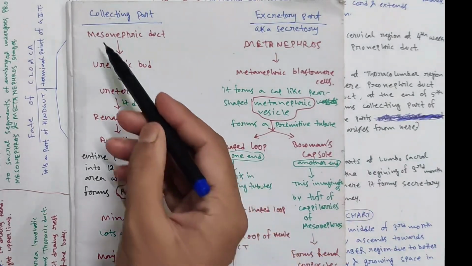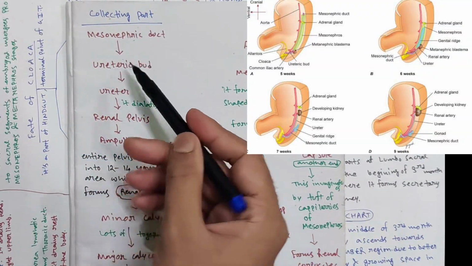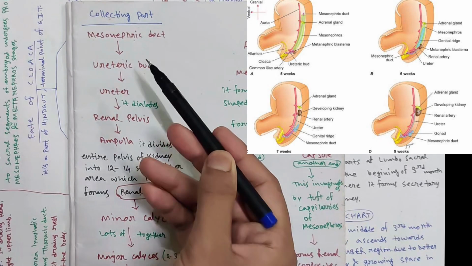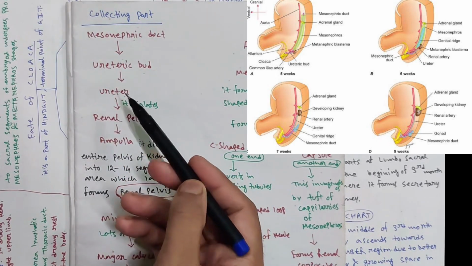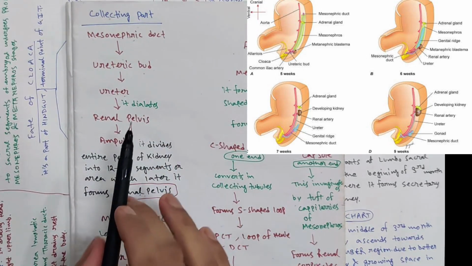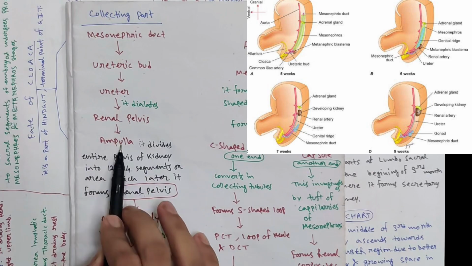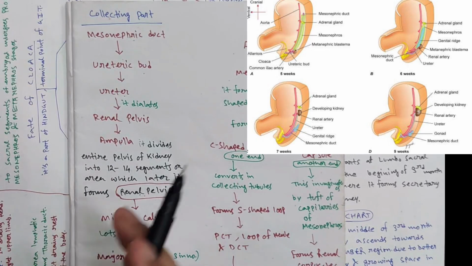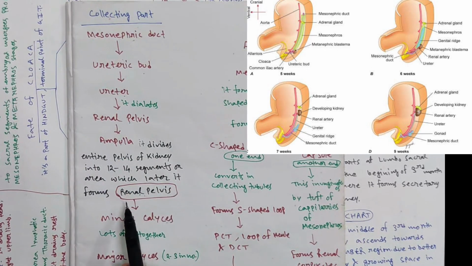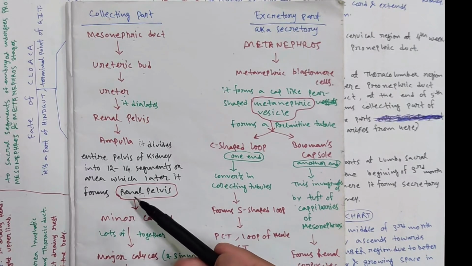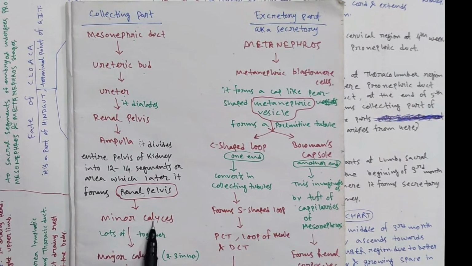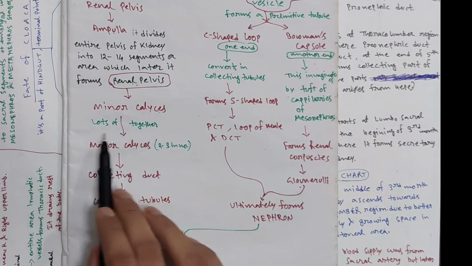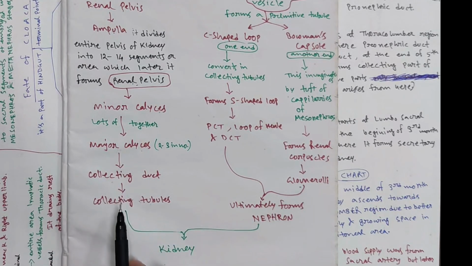From there, the mesonephric duct, also known as the Wolffian duct, forms the ureteric bud, which forms the ureter. The proximal part of the ureter dilates and forms the renal pelvis. Inside the renal pelvis it forms the ampulla, which divides the entire renal pelvis area or kidney into 12 to 14 conical segments. From this renal pelvis, small minor calyces form. Lots of minor calyces together form 2 to 3 major calyces on each side, right and left. These major calyces will form the collecting ducts, which convert into collecting tubules.